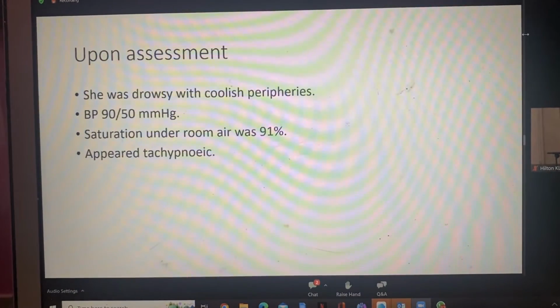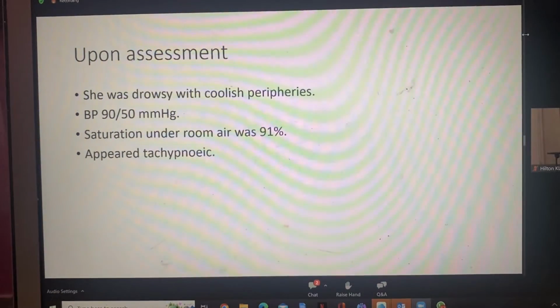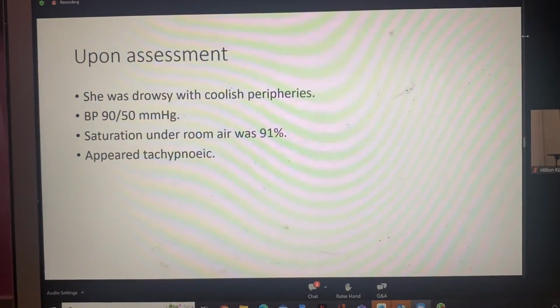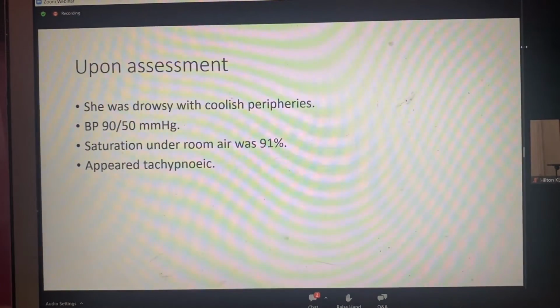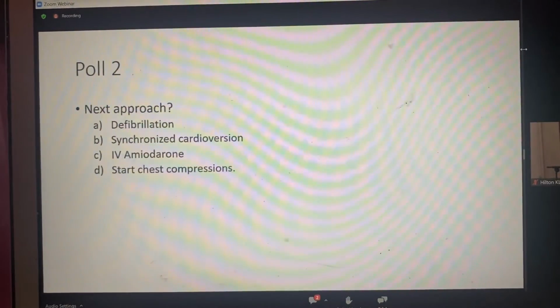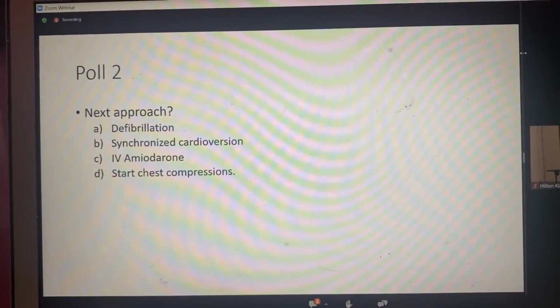Okay. So upon assessment, she was drowsy with coolish peripheries. BP was 90/50. Saturation under room air was 91%. She appeared tachypneic. So what is our next approach? Go back to the ECG.